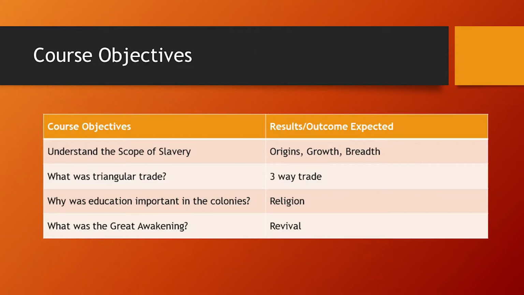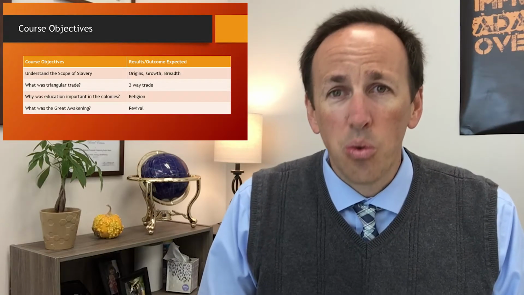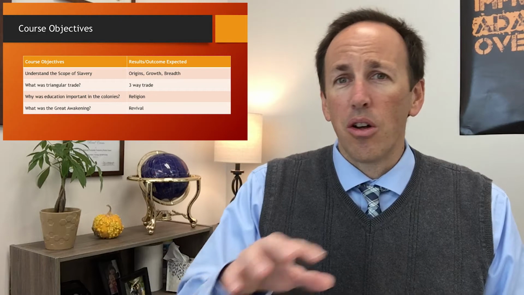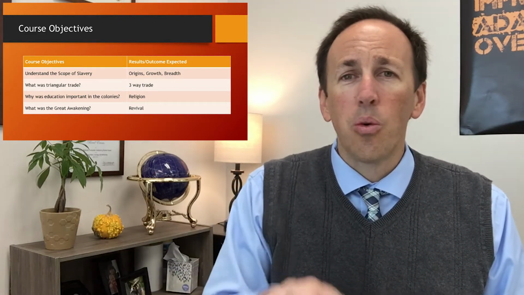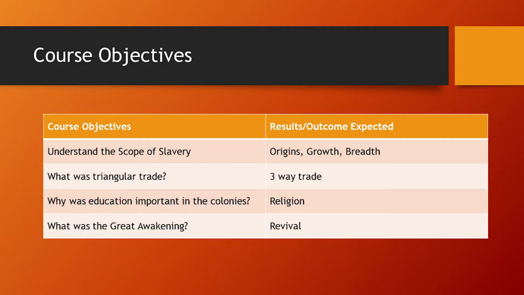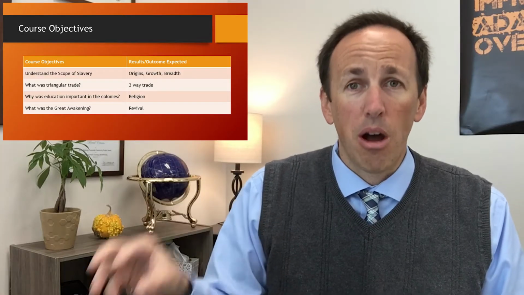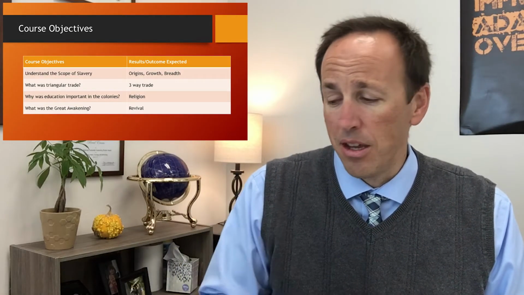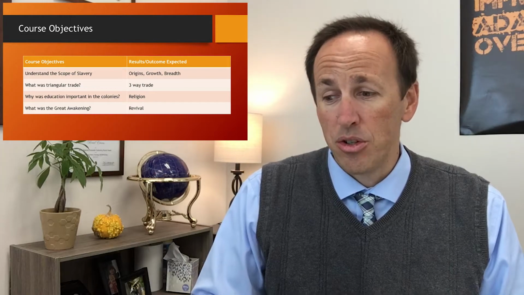Your goals for today: understand the scope of slavery, its origins, its growth, its breadth, its infesting a whole region. Let's talk about it. What is triangle trade? It's between the colonies, England, and Africa. And the most important part for you to remember is something called the Middle Passage. That is the part of the triangle with people on it. People are going to be brought from Africa and traded as slaves. So that's called the Middle Passage.